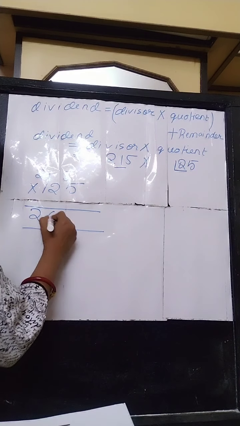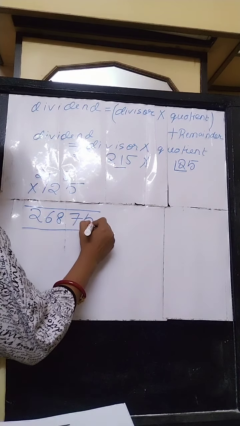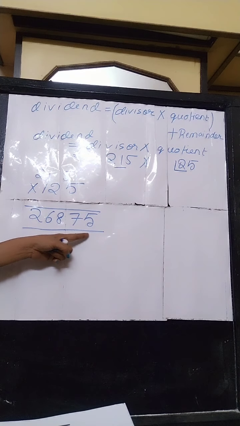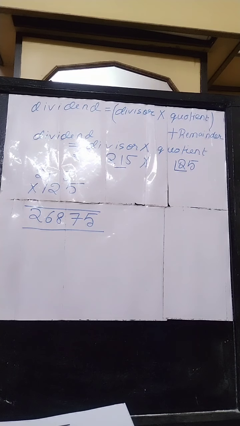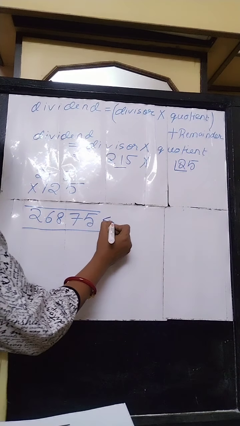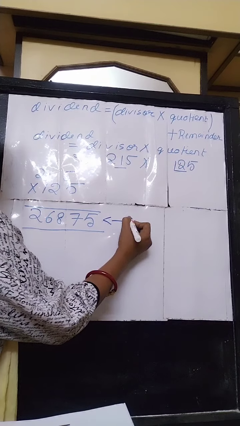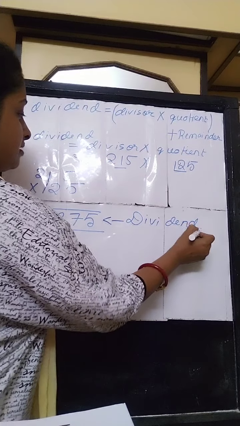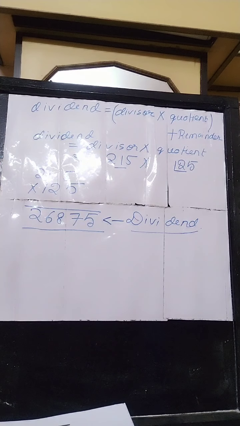Here the answer is coming 26875. Sorry, it is coming as a dividend. So the answer of the sum will be, the dividend is 26875. This is the dividend. So, in this way, we are going to solve the sums.